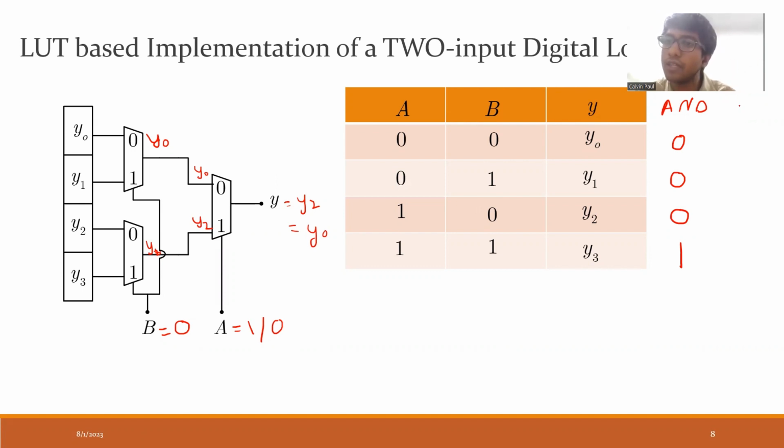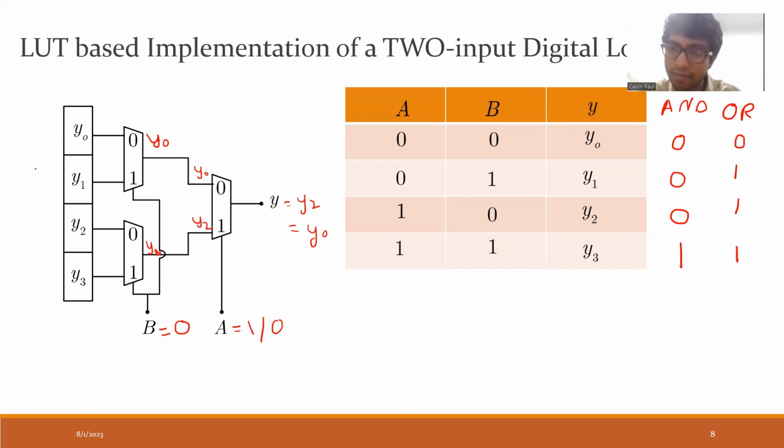But now I don't want an AND gate. I want to implement an OR gate. So we know for an OR gate, the output will be 0, 1, 1, 1. Now I don't need to change the setup. The only change I need to do is at Y0, I will store 0. At Y1, I will store 1. At Y2, I will store 1. And at Y3, I will store 1.